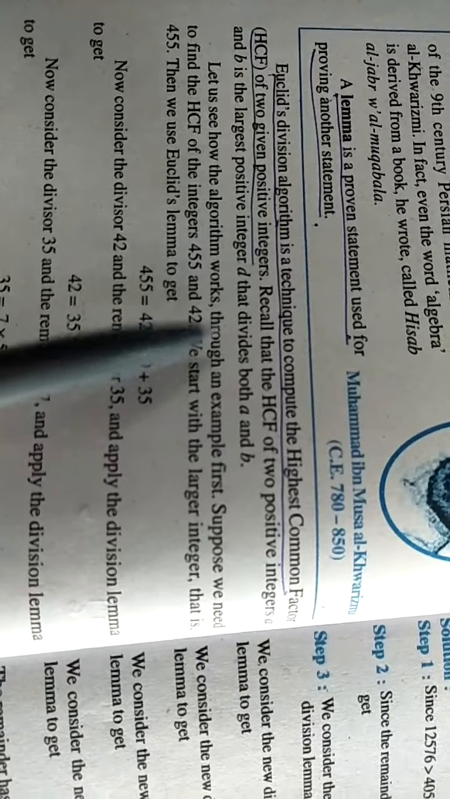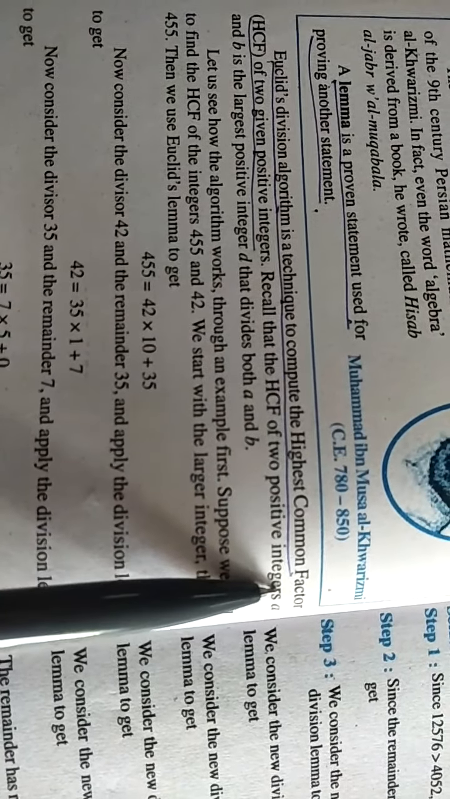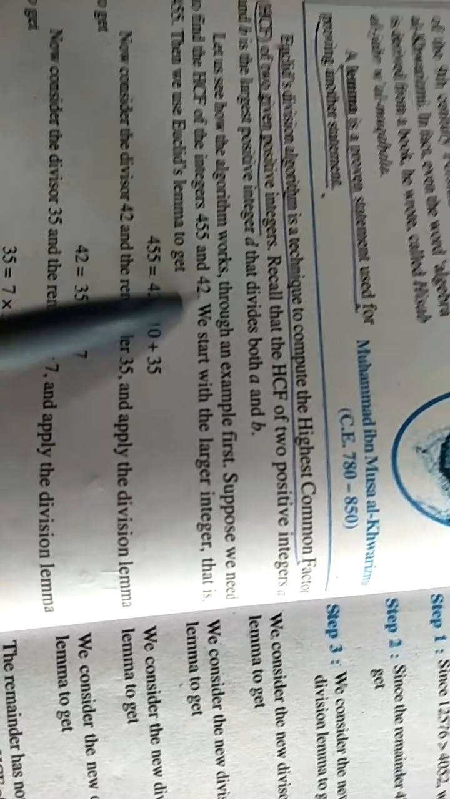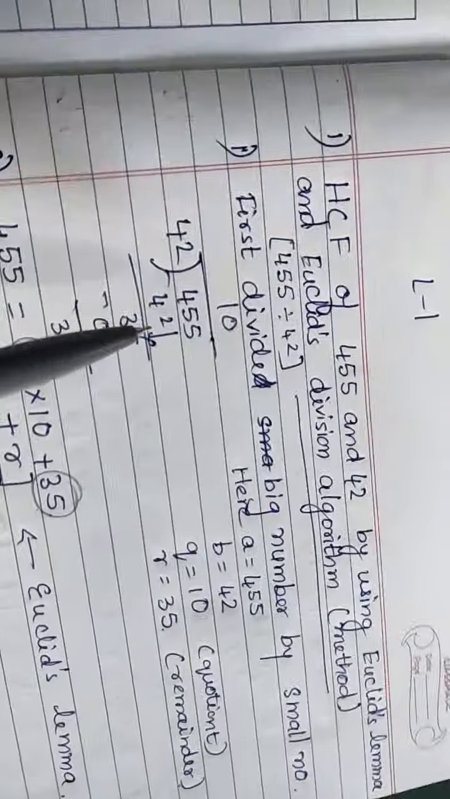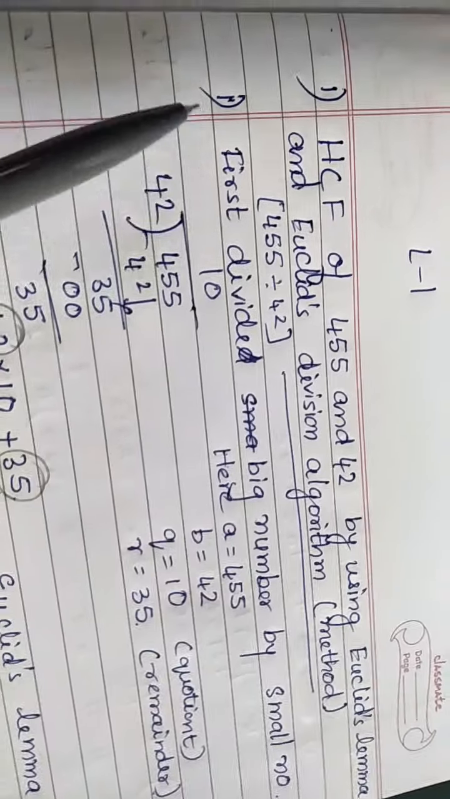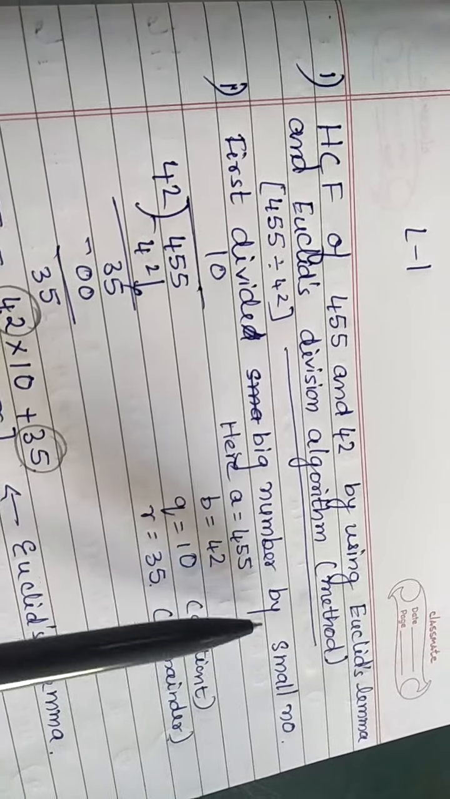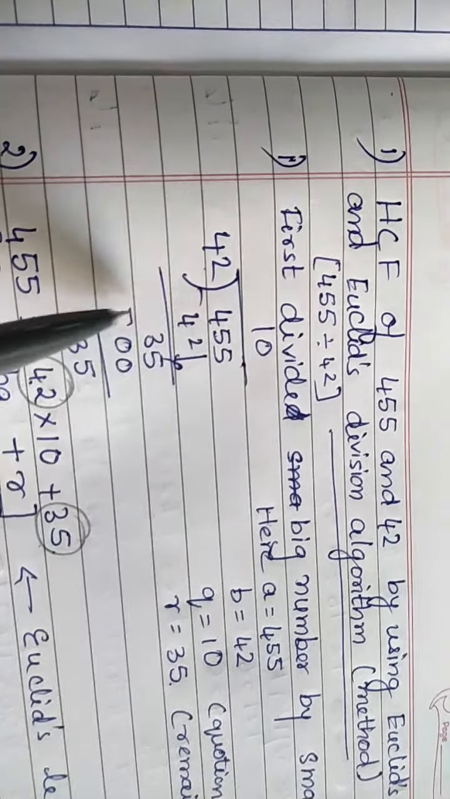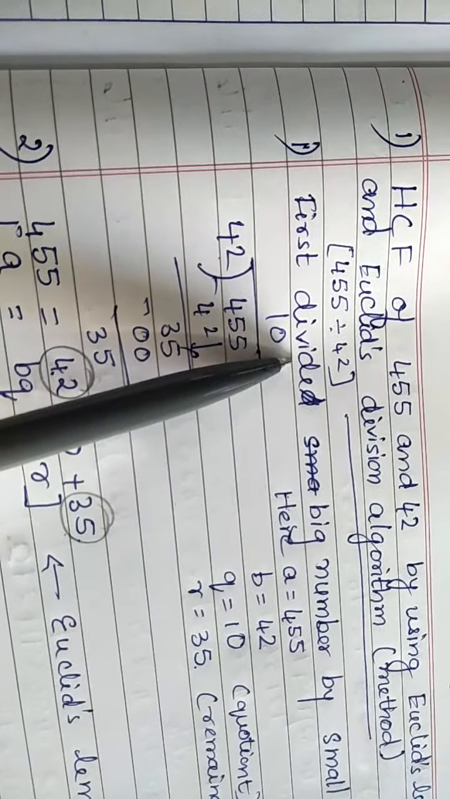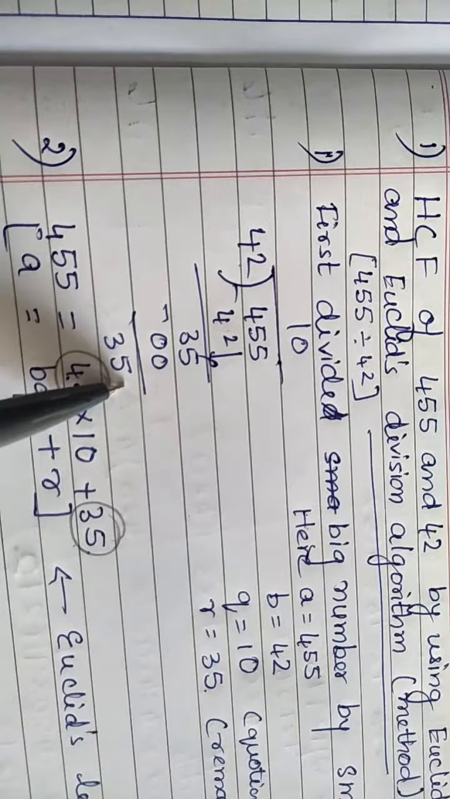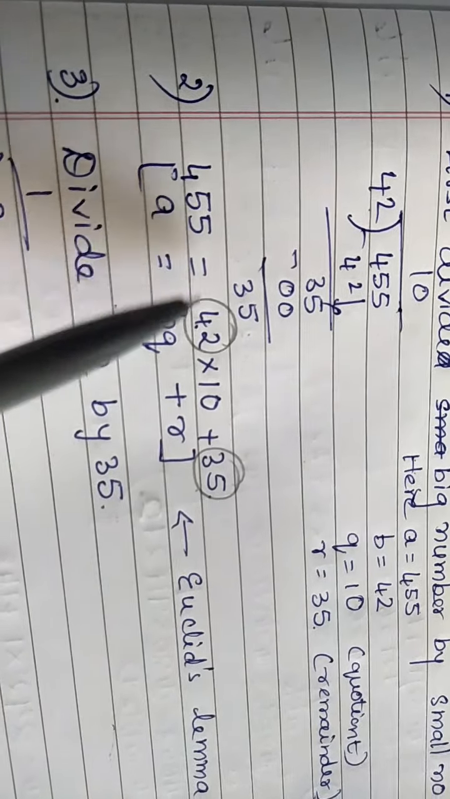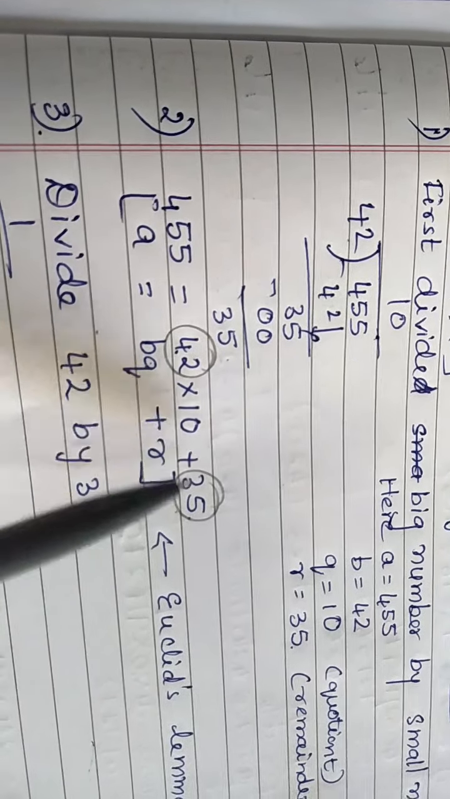Now here we have two integers, 455 and 42. Let us see how this is solved. You can see the first step is to divide the big number by the small number. 455 divided by 42, you get 10 as a quotient and 35 as a remainder. So we express it in this form: 455 is equal to 42 multiplied by 10 plus 35.